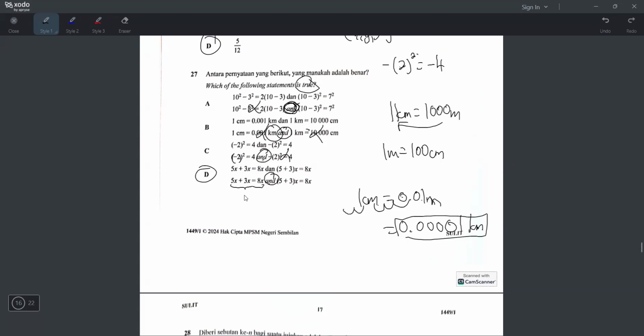5x plus 3x equals 8x. Yeah, this is true. This one also true, because they put bracket. So 5 plus 3, you do 5 plus 3, 8 first, and then times with x, you get 8x. So this is also true. And when two statements are true, and if the middle word is "and", then yeah, it becomes true. Okay, so 27 answer is D.